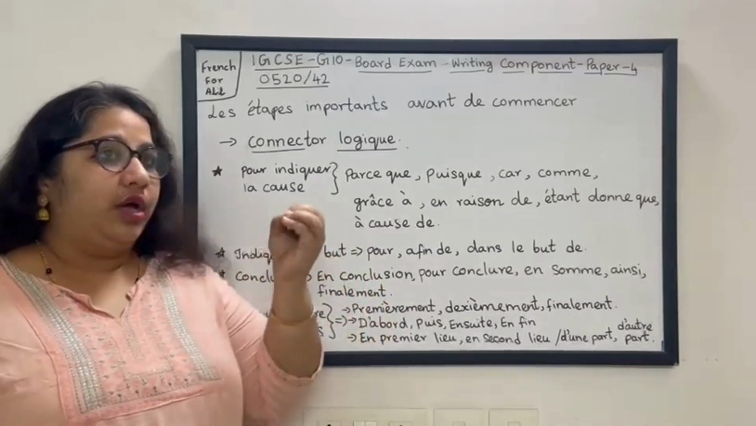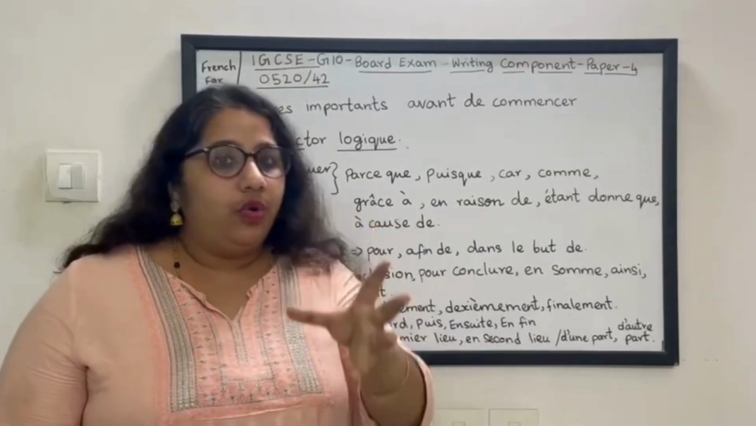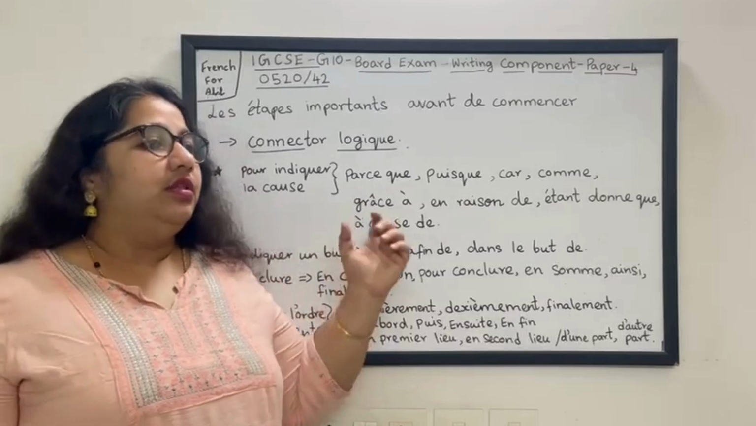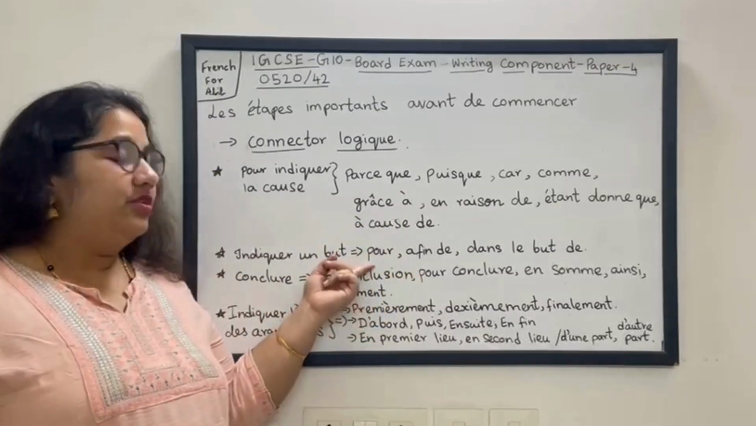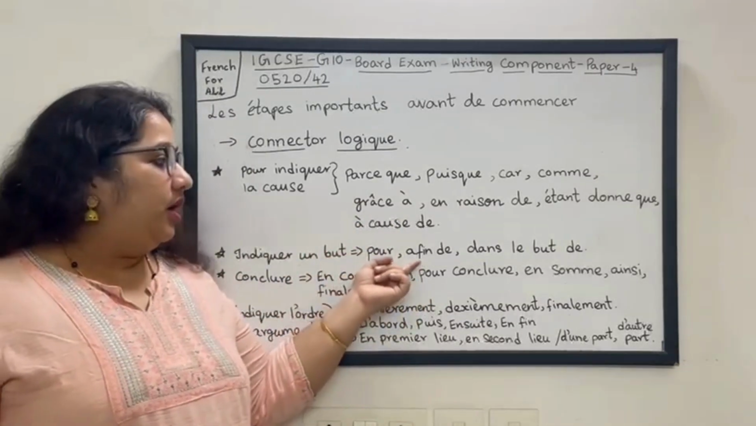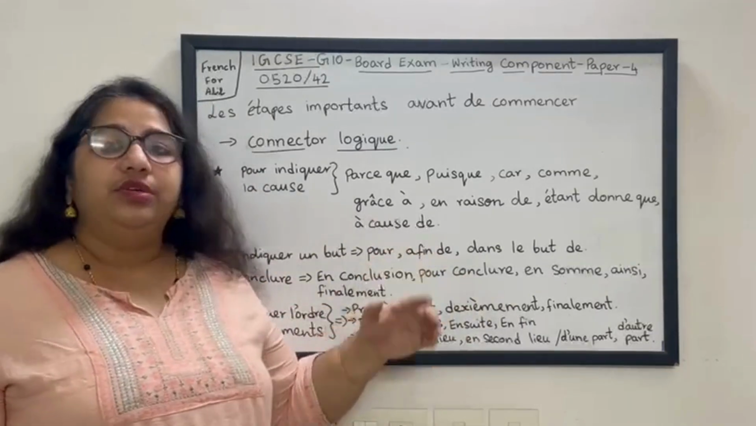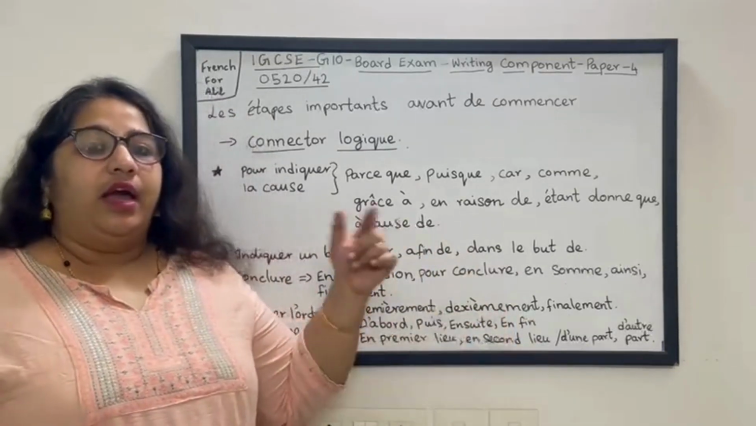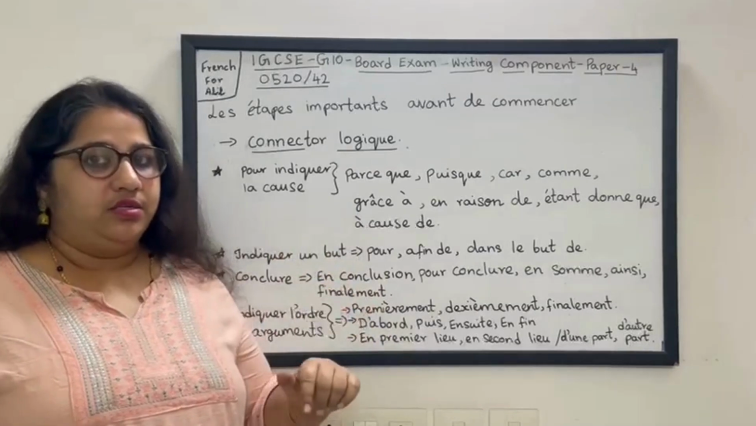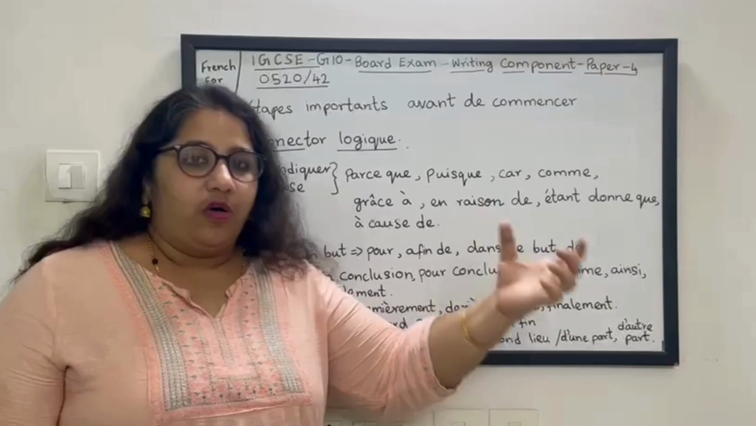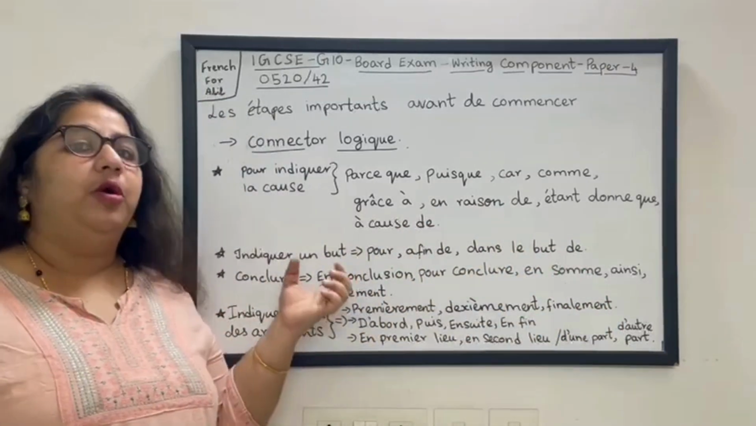That is, you are indicating the goal. So when the reason is a goal you want to indicate, you will say "for" or "in order to": afin de means in order to. For example, in order to get good marks, we have to work hard. Okay, so dans le but de, in the goal of. This is also to talk about goals.